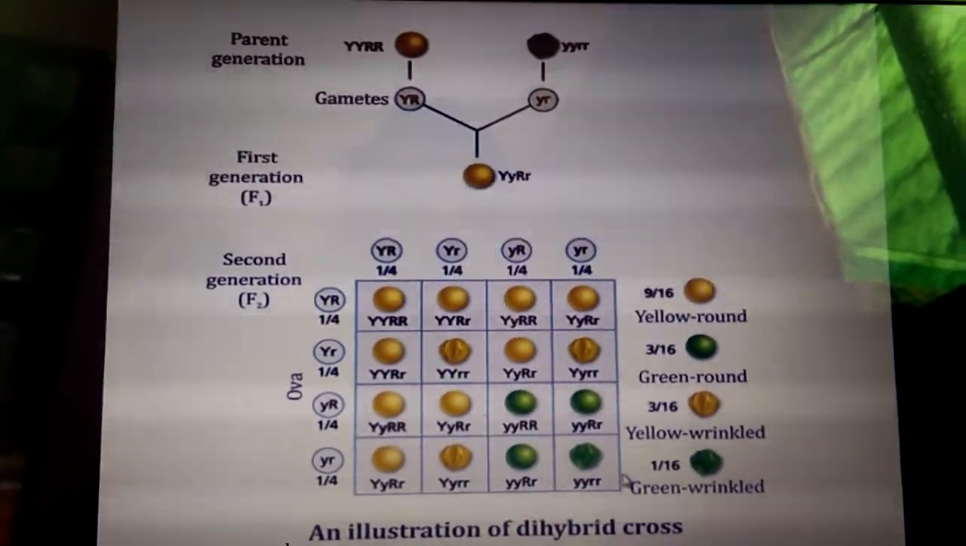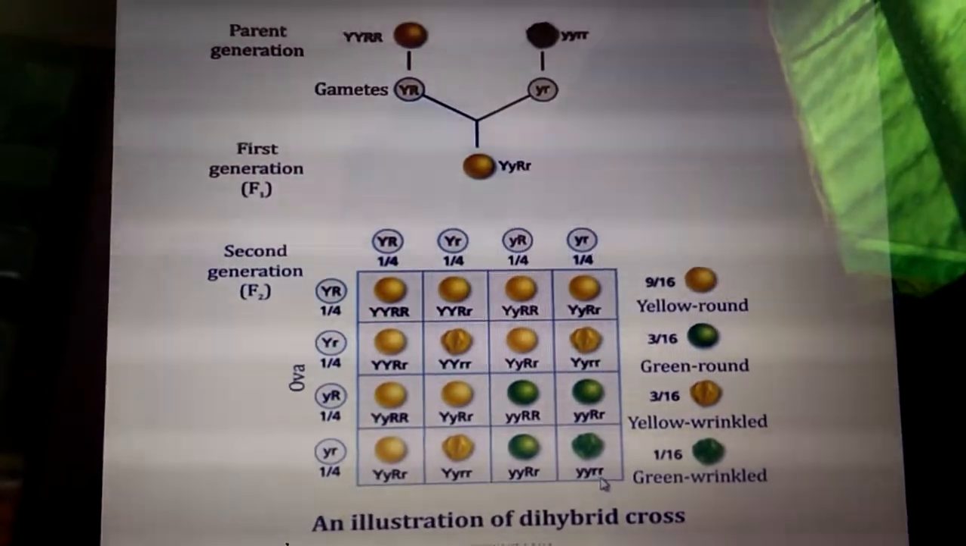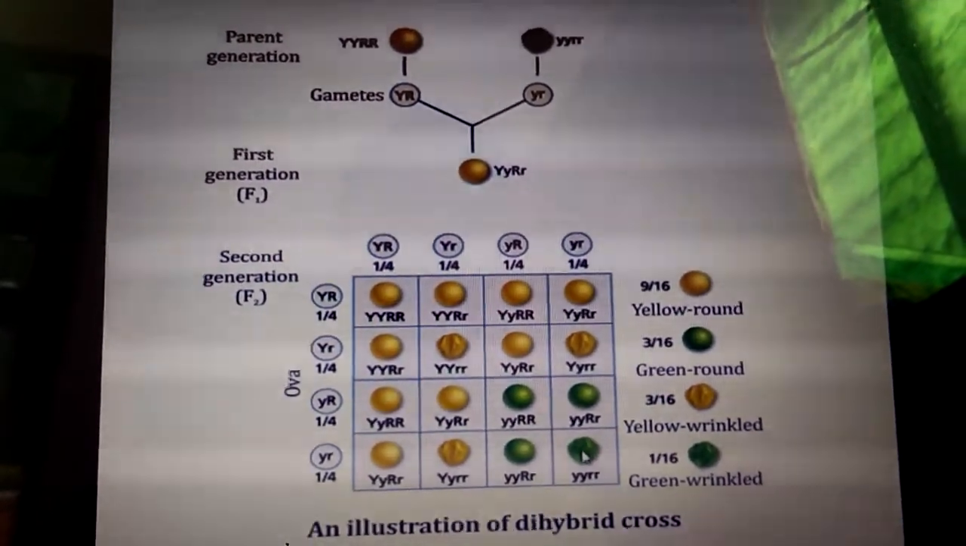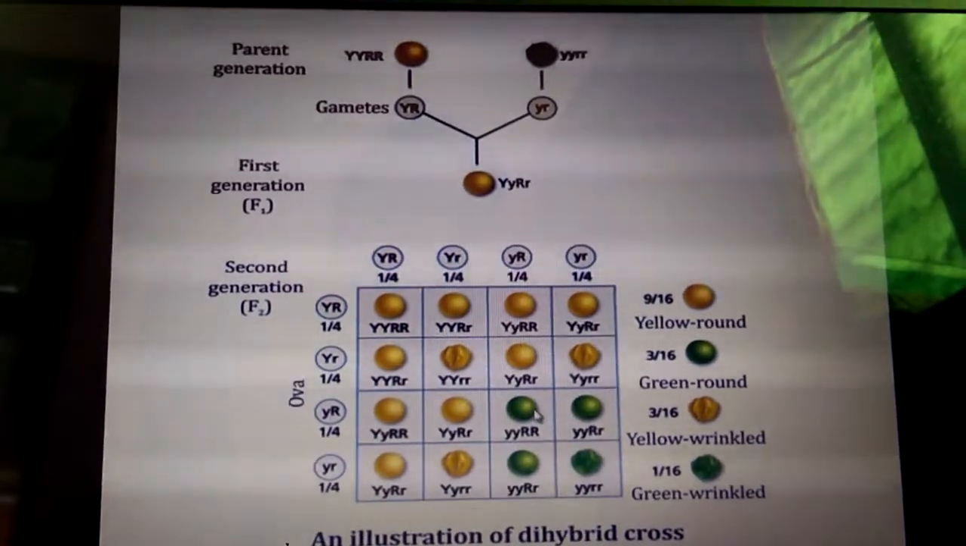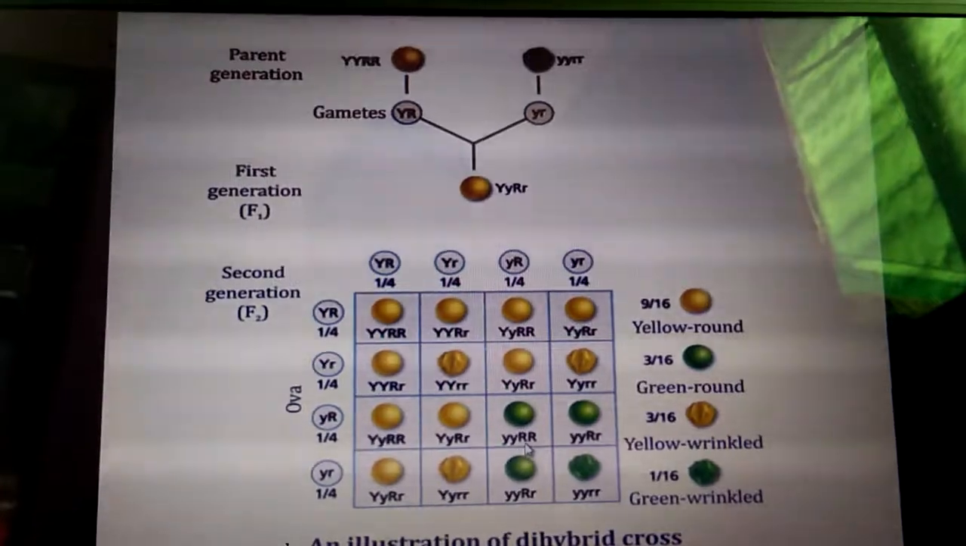So the green wrinkle means they will express all small. That means small y, small r. That means all are recessive. That is why they will express green and wrinkle. If at least one capital Y or capital R is present, they will express that capital Y segment or capital R segment.